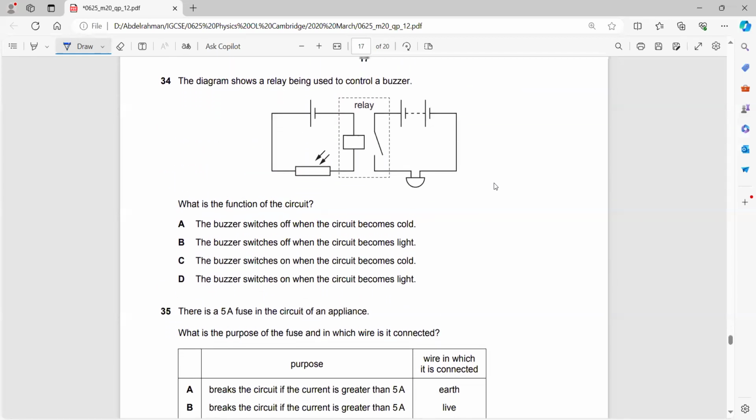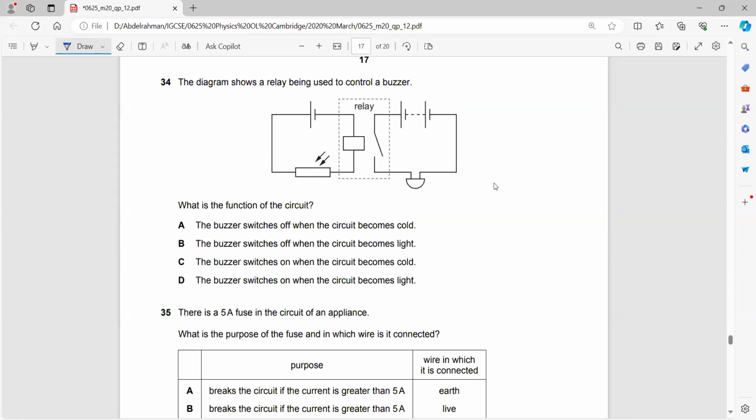We have a relay. A very rare question. Relays are very rare, but okay, let's see. What is the function of this circuit? We have two circuits actually, the circuit on the left and the circuit on the right.